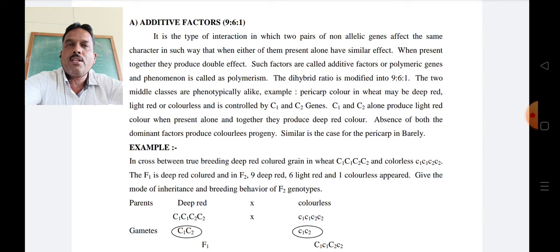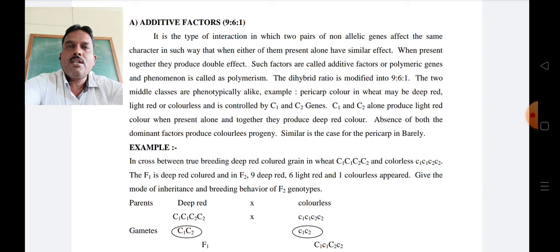9:6:1. To support the statement, one example will be given, in case of wheat. When we make a cross between deep red colored grains and colorless grains, the F1 was deep red, and in the F2 generation a 9:6:1 ratio is obtained. Suppose one cross is given on your screen, that is, deep red crossed with colorless. These are the two parent phenotypes.